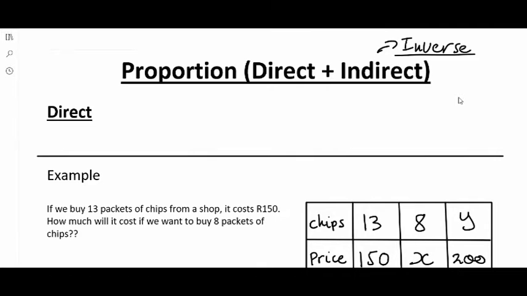Direct proportion. What does it mean? Well, if we have two separate quantities, quantity 1 and quantity 2, if quantity 1 goes up, then quantity 2 will also go up. And on the other hand, vice versa. If quantity 1 goes down, quantity 2 will also go down. If this phenomenon happens, this means that these two quantities are in direct proportion to one another.